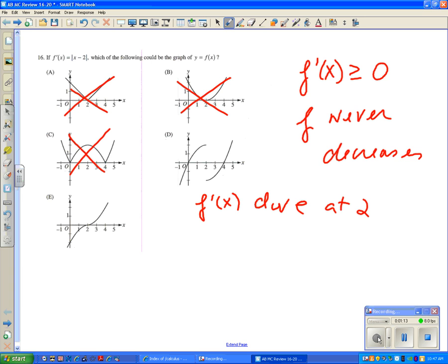But if we look at our original expression, if we put 2 in, the derivative is 0. And this guy, f prime 2, does appear to equal 0. So E is our answer.